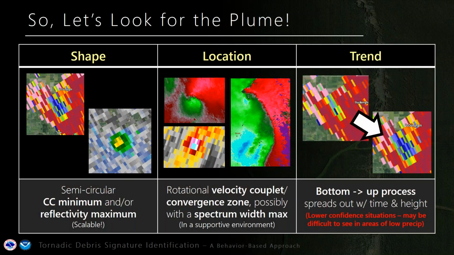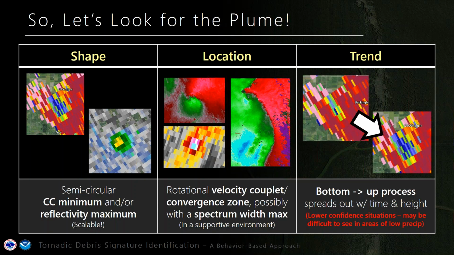So putting that all together, let's look for the plume. We start off with the shape of the signature, looking for a semicircular area of depressed correlation coefficient. The differences between the ambient environmental CC and the TDS can be as little as 0.03 to 0.05 in the CC, so it's very, very subtle, but it sometimes can be picked out.